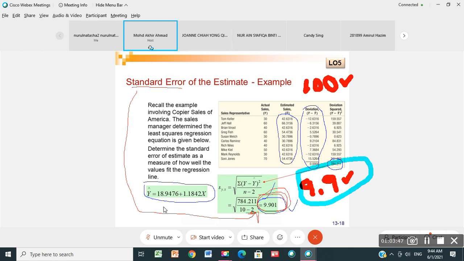Tetapi kita tak akan dapat zero, because in statistics, no zero. But in case we get a small value of standard error, it is good. The highest one is not good lah, because dia punya scatter dia lebih besar.